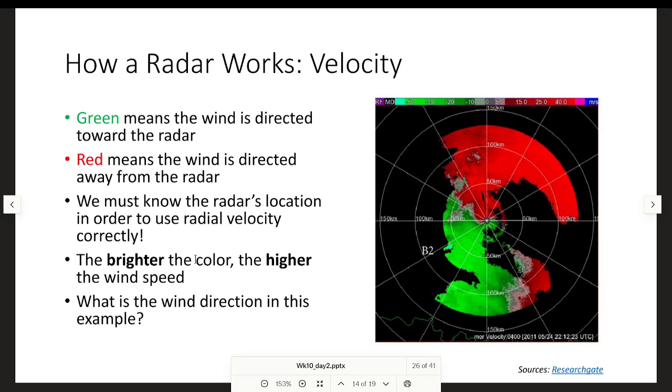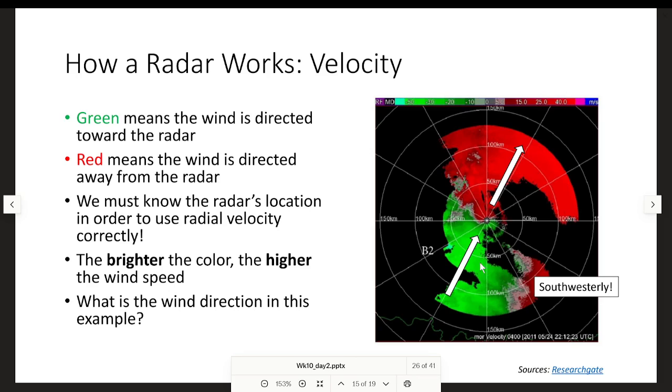So we must know the radar's location in order to use radial velocity correctly. This is true, because you have to know where it is outgoing and where it is incoming from. The brighter the color, the higher the wind speed. And what is the wind direction in this example? It's southerly. So, going towards the radar, going away from the radar. Yeah, southwesterly.